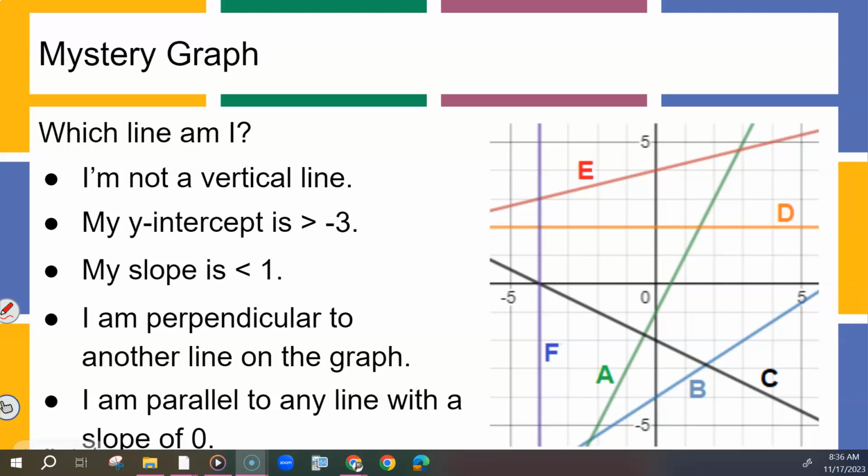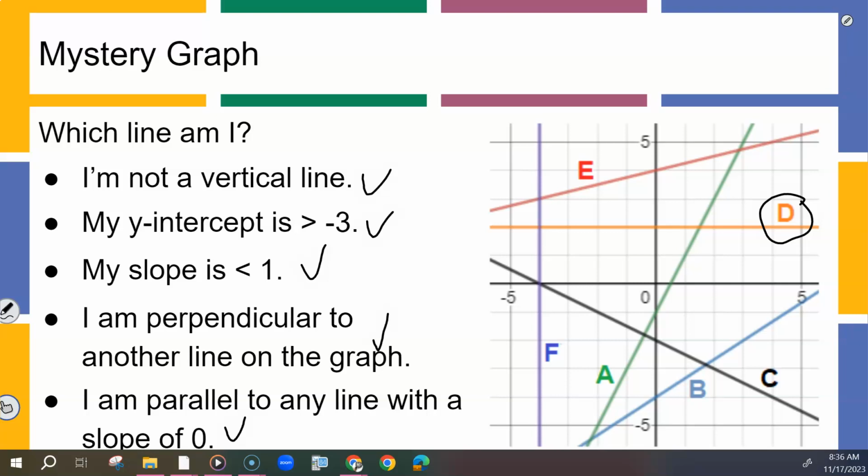D. Why D? Because the slope is less than 1, and a horizontal slope, the slope is 0. The y-intercept is more than -3, which is above, it's 2. It's not a vertical line, so it's not up and down. It's perpendicular to another line on the graph, and it's parallel to any line with a slope of 0, which is across. D. Was anyone thinking something else? D was the correct answer.